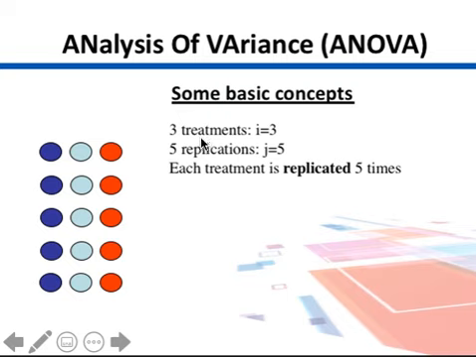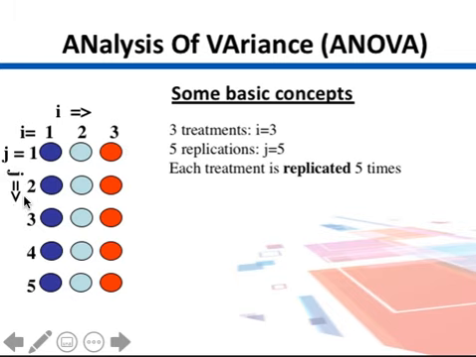Suppose here we have three treatments, I is equal to 3. We use the variable I to keep track of the treatments, and j to keep track of the replications. So here we have 3 treatments with 5 replications each. I showed them with different colors: blue is one treatment, these are the replicates for the other, and the red ones are the replicates for the third treatment. So I runs over the treatments like this: I is equal to 1, first treatment, then second and third.